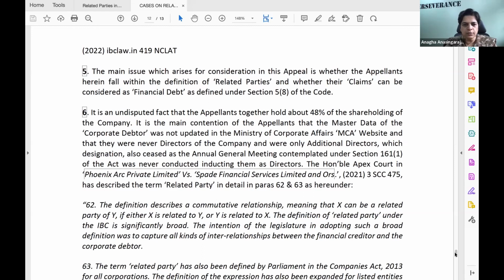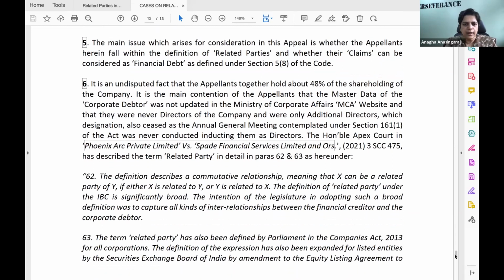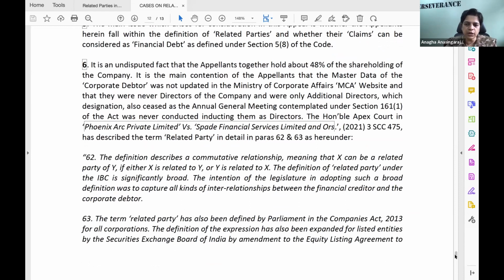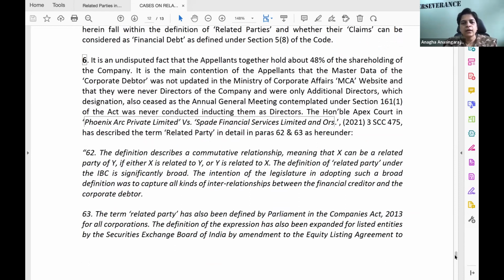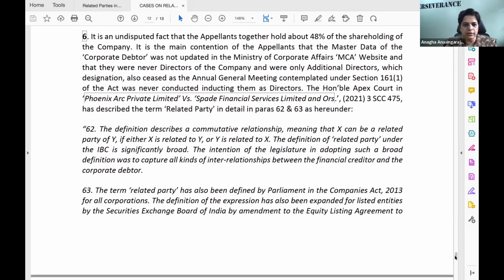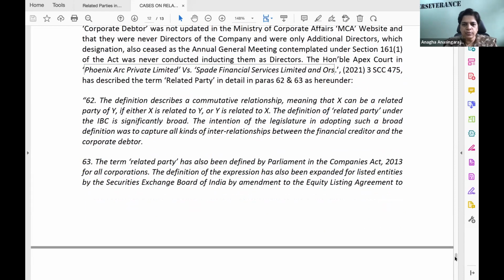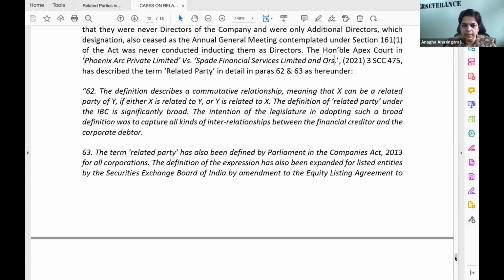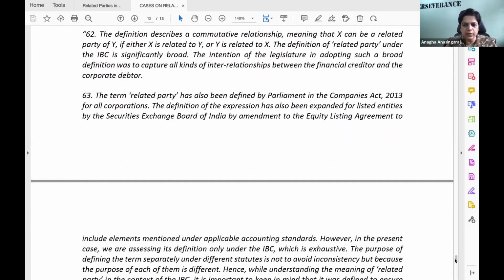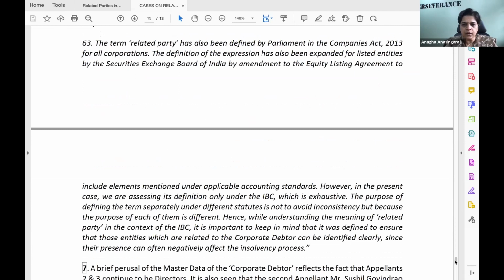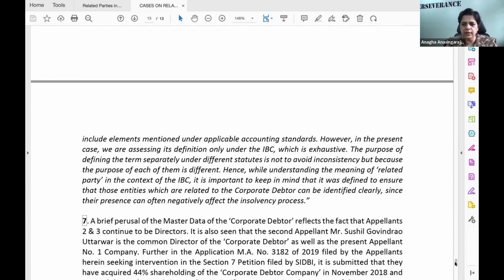Now, the Supreme Court judgment of Phoenix ARC was also referred, and paragraphs 62 and 63 of that judgment were referred here, which talks about the interrelationship. So if X is related to Y and Y is also said to be related to X, those are the observations we saw of the Supreme Court in the Phoenix ARC judgment. It also referred that the related party has been defined by the Parliament in the Companies Act. So we have seen the definition in the Companies Act also. And for listed entities, we have seen that the definition is already given in the listing agreement and the SEBI LODR guidelines. Also, the accounting standards are relevant there.